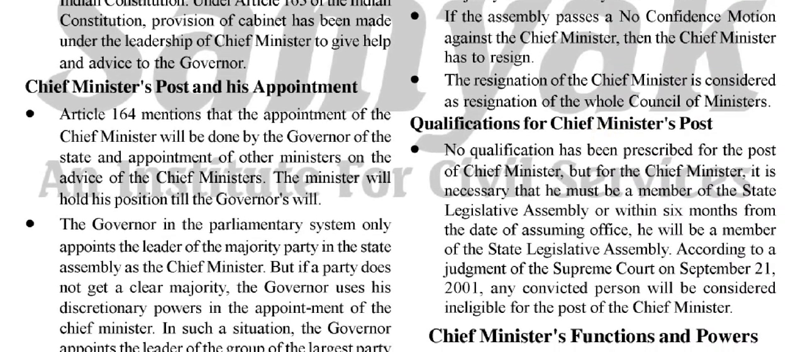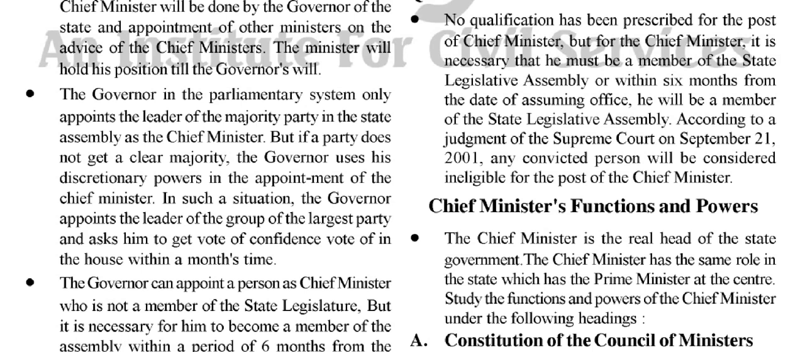Chief Minister's post and his appointment. Article 164 mentions that the appointment of the Chief Minister will be done by the governor of the state, and the appointment of other ministers on the advice of the Chief Minister. The ministers will hold the position during the governor's pleasure. In the parliamentary system, the governor only appoints the leader of the majority party in the state assembly as the Chief Minister. But if a party does not get a clear majority, the governor uses his discretionary power in the appointment of the Chief Minister.